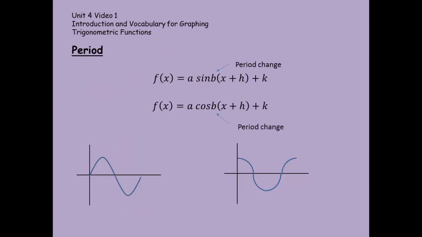The period. The period change is our horizontal stretch or compression. And our period, I'm going to show you on the next slide, does a little strange thing when we have to do the stretches and compression. But the idea behind this is it's the b value that you see here in front of the x. So let me give you a little look at what it might look like.